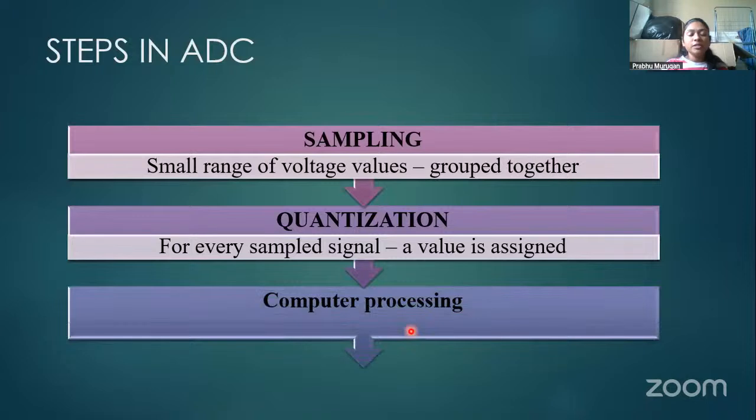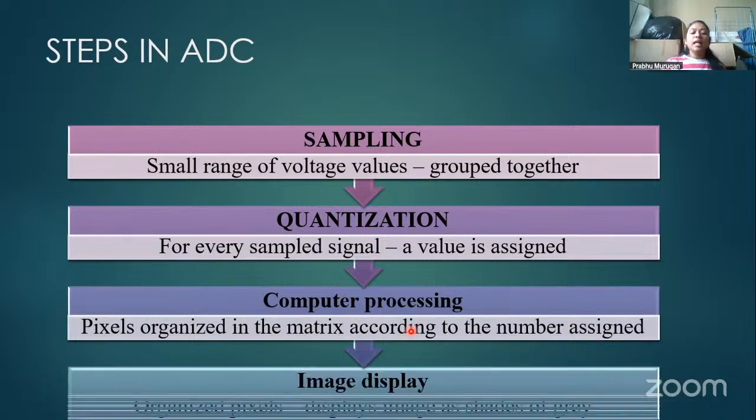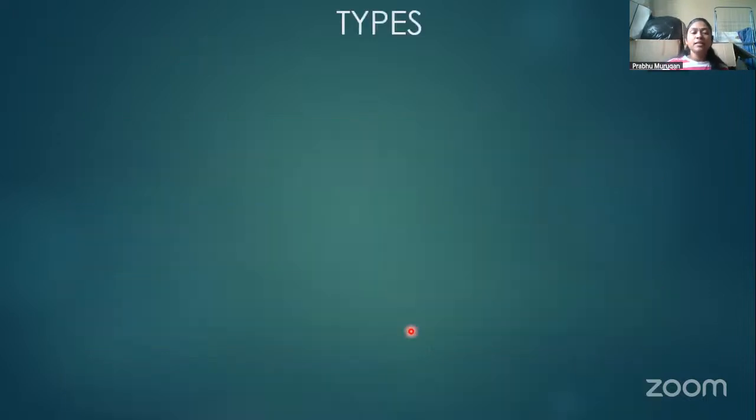So in the computer processing, what is happening? These values will be aligned within the pixels. The pixels are organized in the matrix according to the value or the number that has been assigned to them. Last thing is, these organized pixels will display the image in the form of different shades of gray. So four main steps: sampling, quantization, processing by the computer, and finally the image is displayed. Okay, so this is the analog to digital conversion.